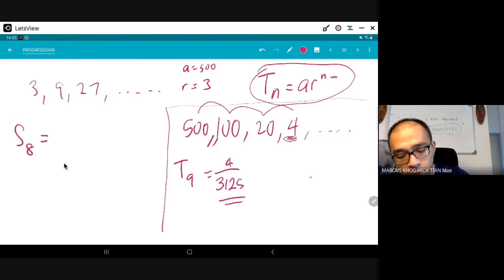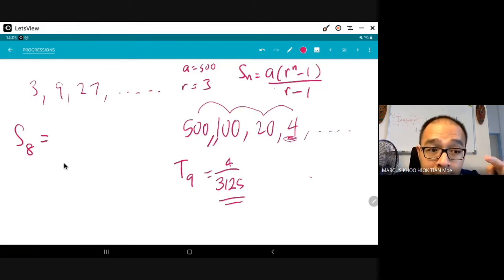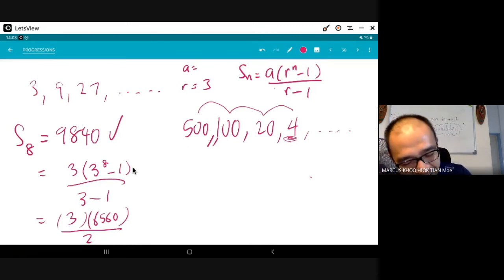Okay, I will write the formula again just to help you. Sn equals to A Rn minus 1 over R minus 1. Remember, settle the bracket first. Give this a try. Let's go for a drink first. So is this correct? 6560 times 3 divided by 2. Okay, 9840. Yes, you are correct. Alright, let's try this.